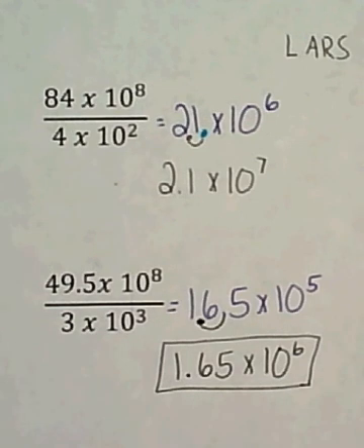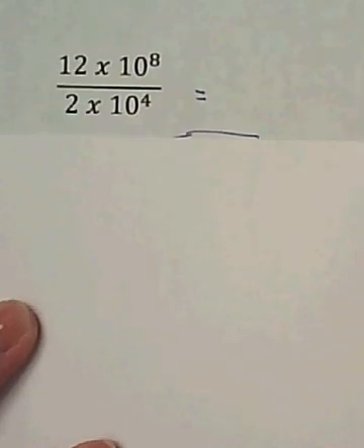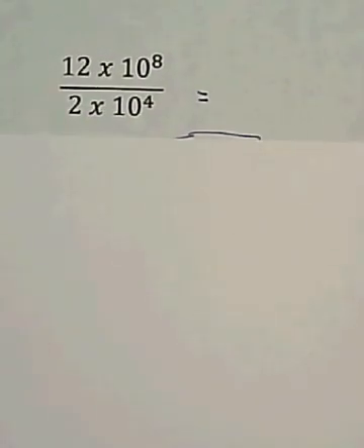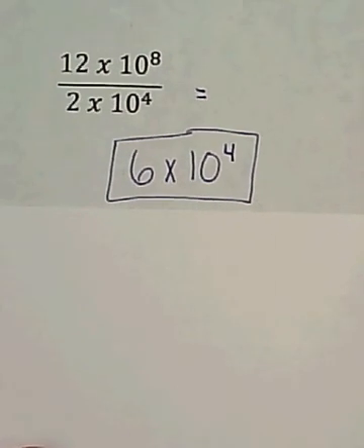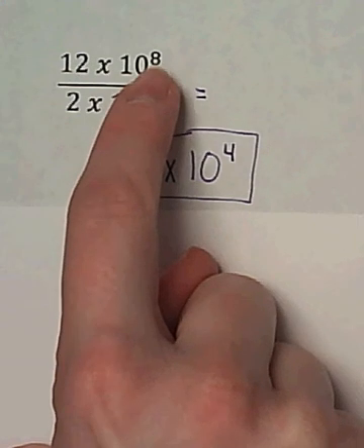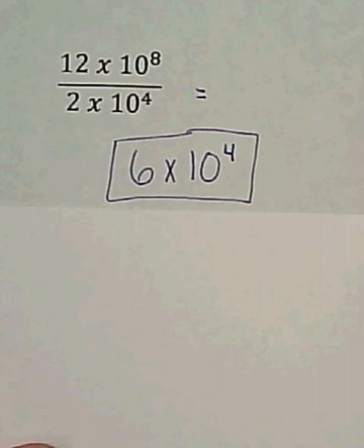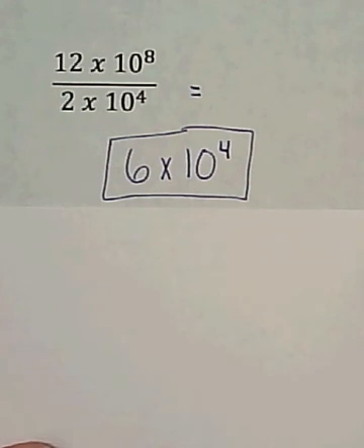Now I'm gonna have you guys try some division problems on your own. So let me move this paper for a second. Okay, let's try this first one on your worksheet. Okay, so we have 12 times 10 to the 8th divided by 2 times 10 to the 4th. So what would you get? Okay, so you should have gotten 6 times 10 to the 4th, because 12 divided by 2 is 6. And like we said, we could subtract those exponents. So 8 minus 4 would be to the 4th power. And that is proper scientific notation.